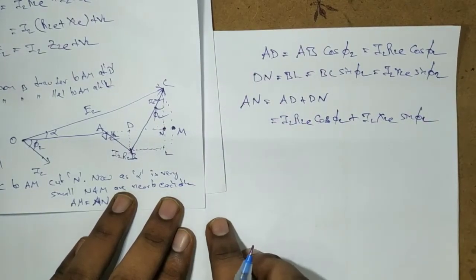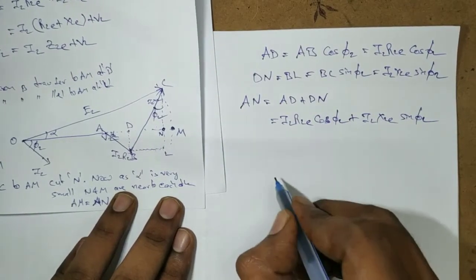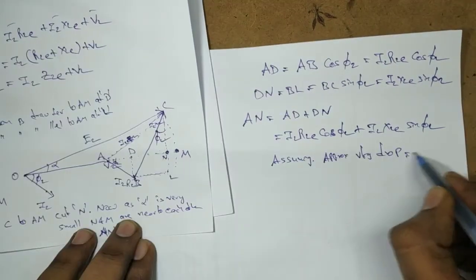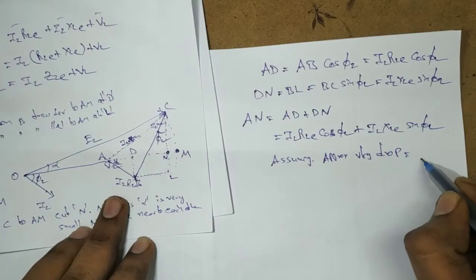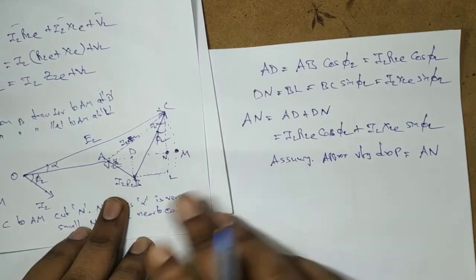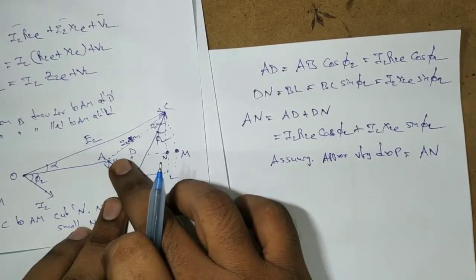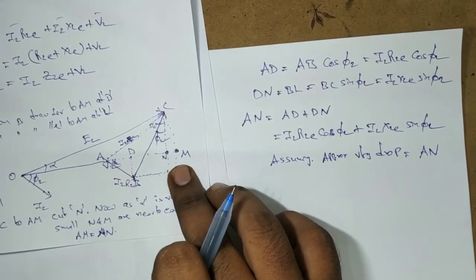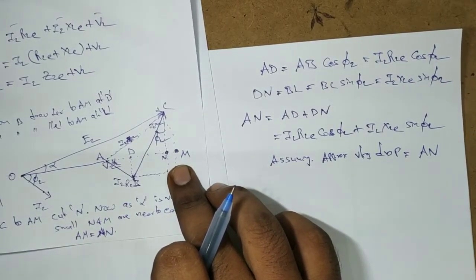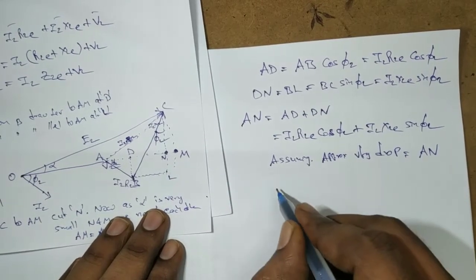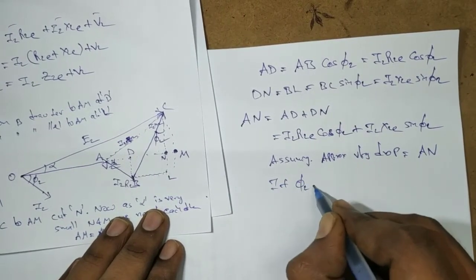So this is the value of AN. Now assuming approximate voltage drop, approximate voltage drop is nothing but the AN value. The actual value is AM, but we have approximated it as AN. And if phi 2 is equal to phi 1, equal to phi, the approximate voltage drop will be equal to AN.